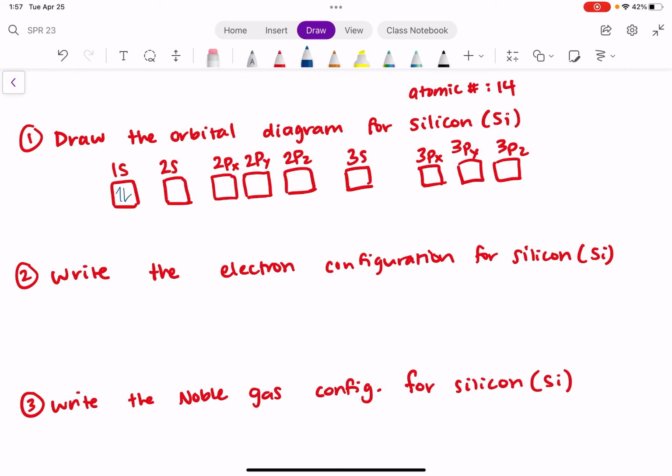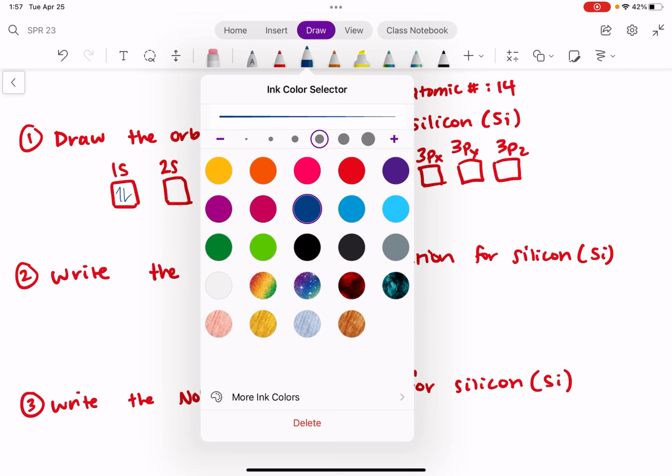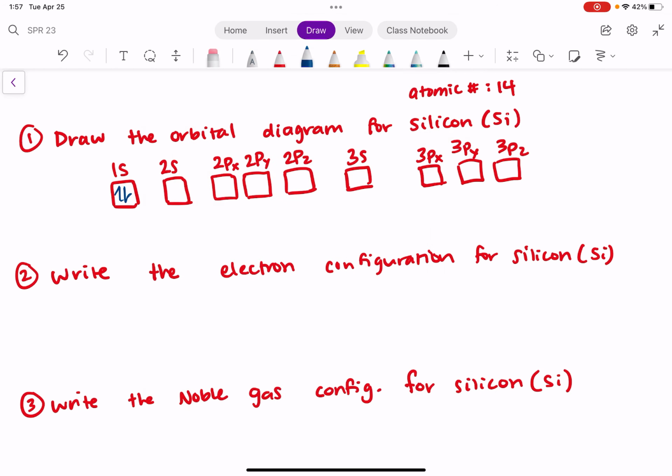So 1 and 2. I'm going to populate the lowest energy levels first. So I have one spin up and one spin down, one spin up and one spin down. And I know I fill all of my p's, so 1, 2, 3, 4, 5, and 6. So now I have 10 total electrons.